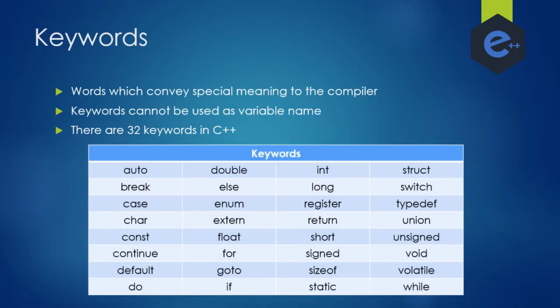These are auto, break, case, char, const, continue, default, do, double, else, enum, extern, float, for, goto, if, int, long, register, return, short, signed, sizeof, static, struct, switch, typedef, union, unsigned, void, volatile, and while. We will learn about these keywords later.